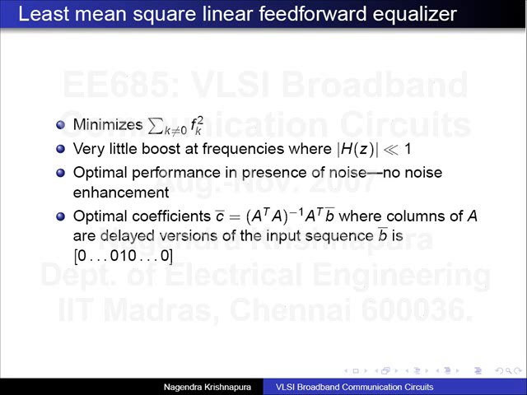Now, to find the optimal coefficients analytically, you can use this formula. I don't know if you guys saw the handout on the derivatives of a vector and so on. You get this formula where, for finding it for an FIR filter, A is delayed versions of the input sequence, and B is whatever you want to equalize to. The desired response is all zeros and a single one. Like this, you can find analytically the coefficients that give you least mean square error.